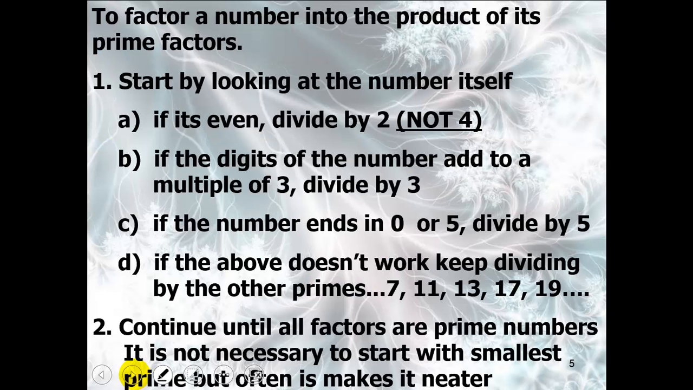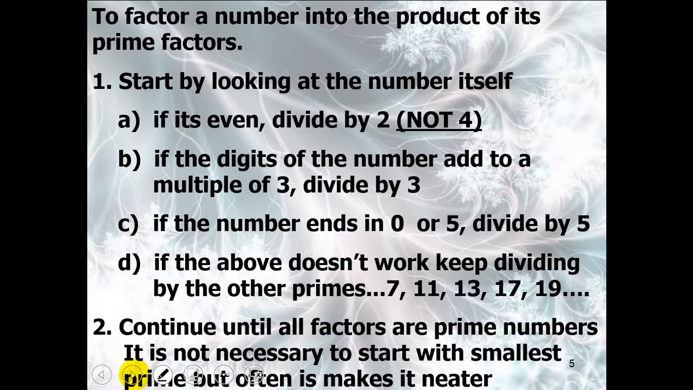Big, remember this. Right. When you want to factor a number into the product of its prime factors, you need to remember your divisibility rules. So look at the number and notice things about the number. Is it even? Well, if it is, then start dividing by 2. Not 4, because 4 is not prime. Start dividing by 2. Okay?